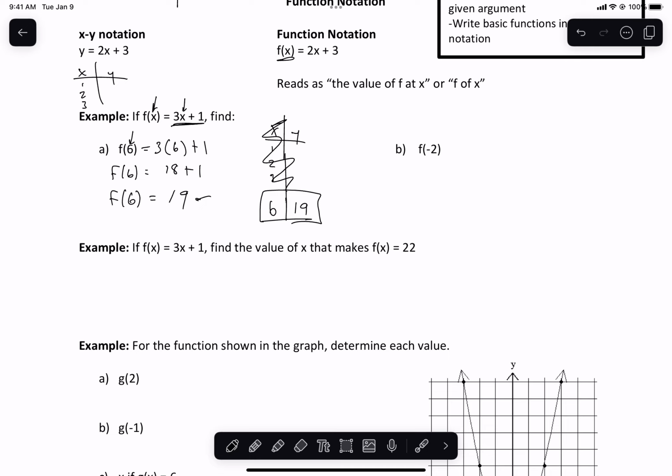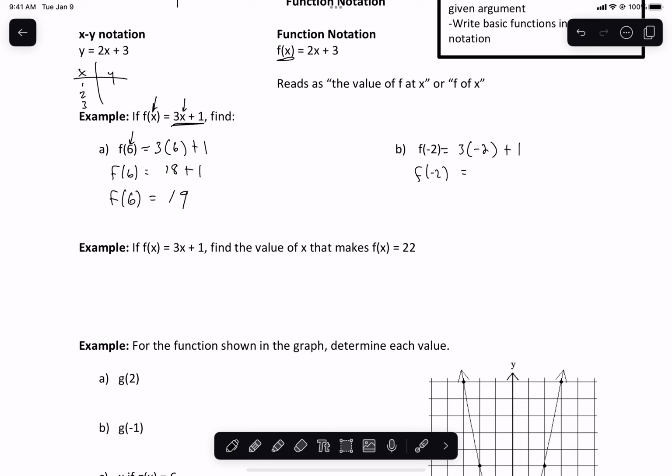All right, not a whole lot different in the second question. We're just going to substitute a different value in. What if I wanted to know the y value of the graph when x was -2? Well, let's go 3 times -2 plus 1. So f at -2 is going to equal -6 plus 1.